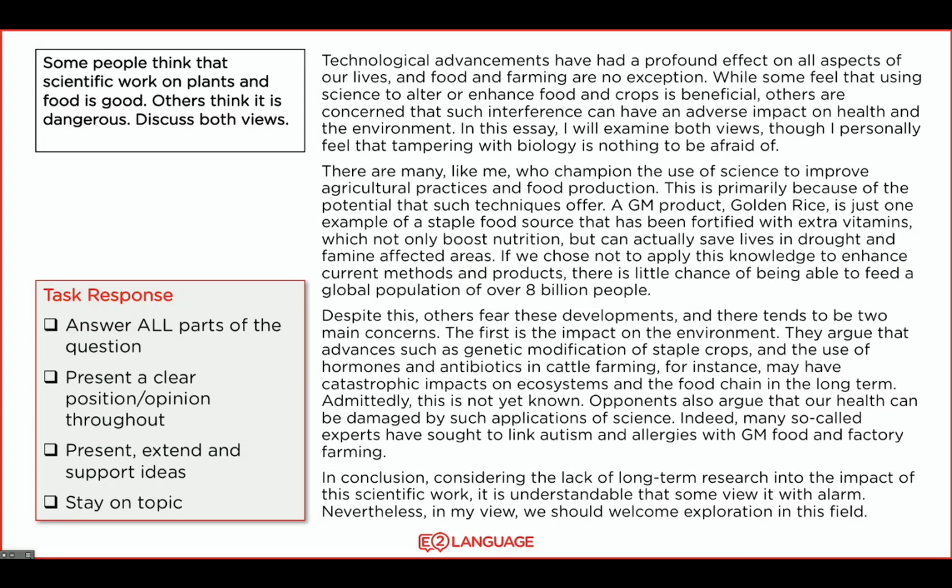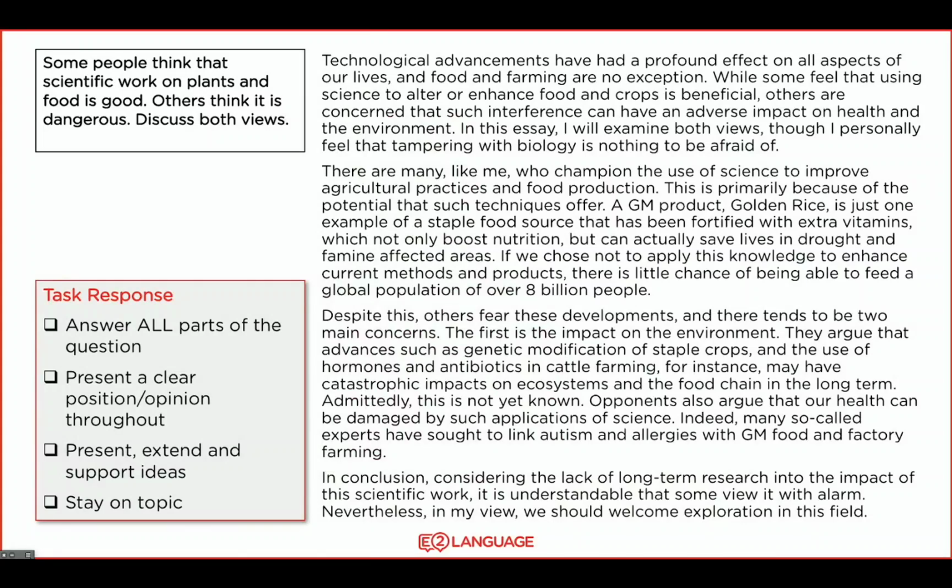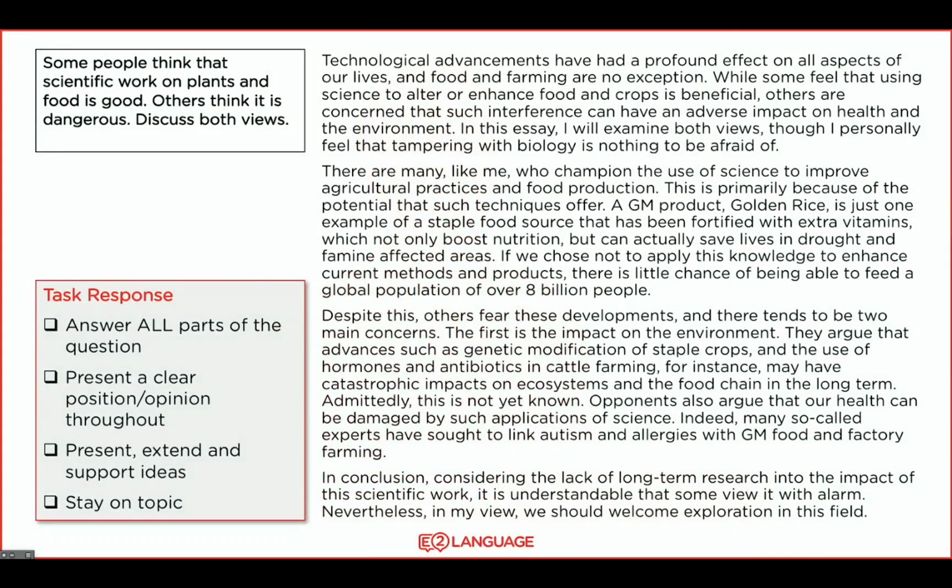Okay, let's take a look at task response now. Did I answer all parts of the question? Did I discuss both views? In other words, did I present a clear position or opinion throughout? Although it didn't ask me for my opinion, I gave it anyway. I didn't go into detail, but it is clear throughout the essay. Did I present, extend, and support my ideas? I certainly did within those paragraphs with my examples and my explanations, etc. And of course, I stayed on topic. I didn't write off topic there.